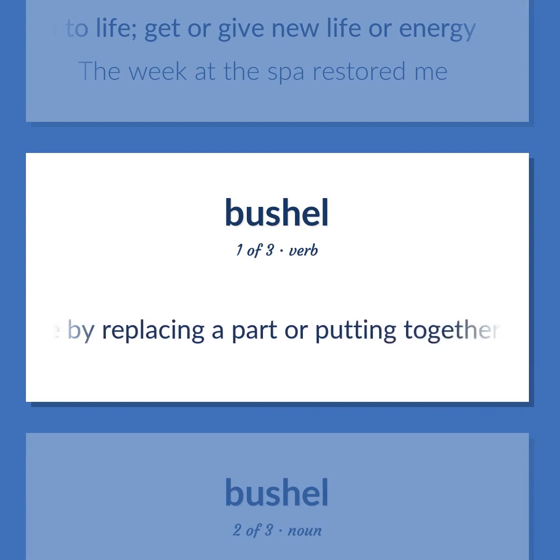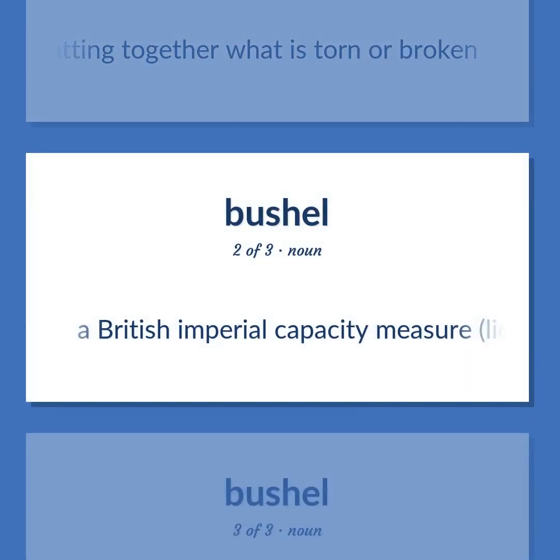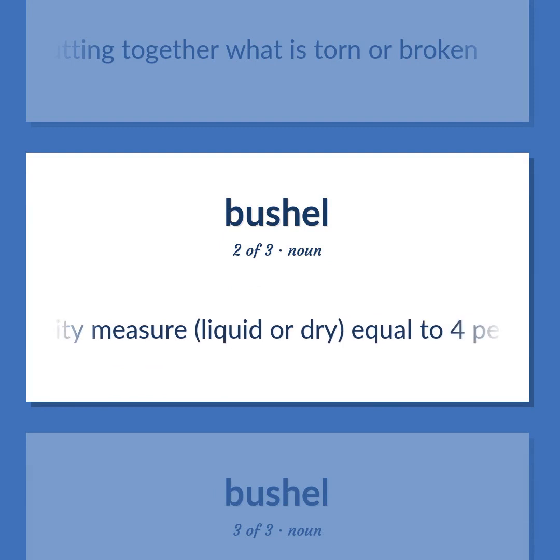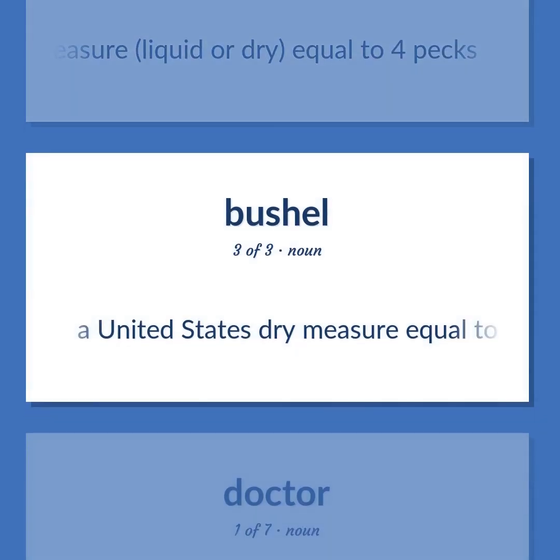Restore by replacing a part or putting together what is torn or broken. A British imperial capacity measure, liquid or dry, equal to 4 pecks. A United States dry measure equal to 4 pecks or 2,152.42 cubic inches.